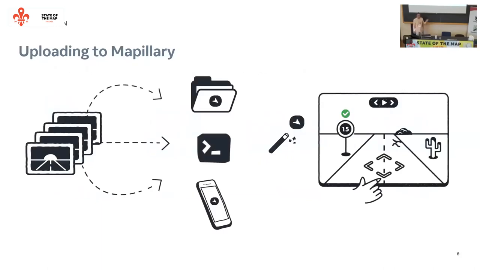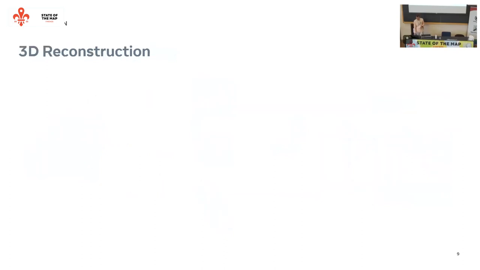Uploading is pretty simple. We have several uploading tools, like the desktop uploader and Mapillary tools, and you can also upload your images directly from your smartphone. Then you can browse those images via the Mapillary web app. I mentioned 3D reconstruction, and I have a short video showing how it happens.